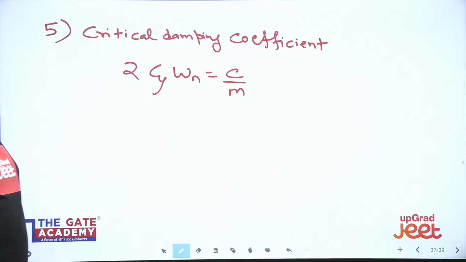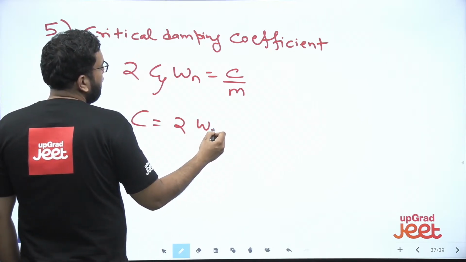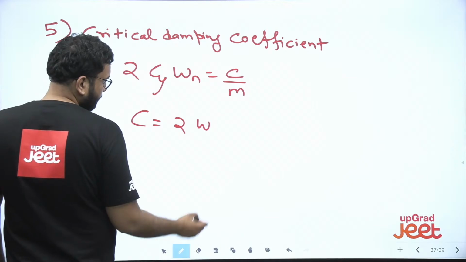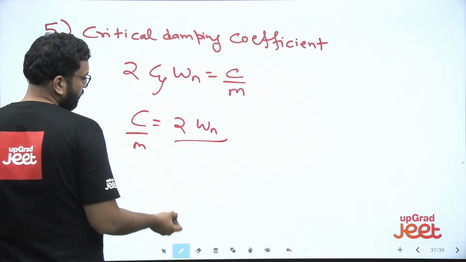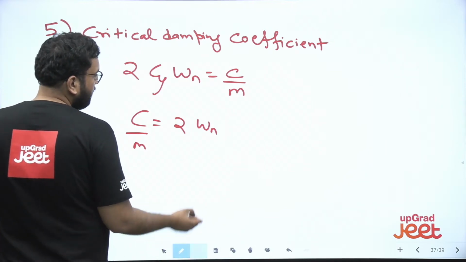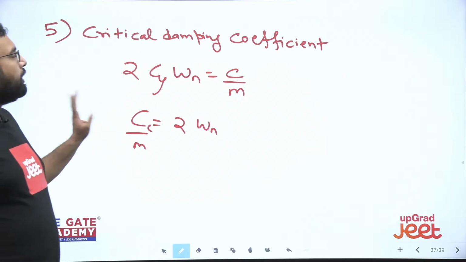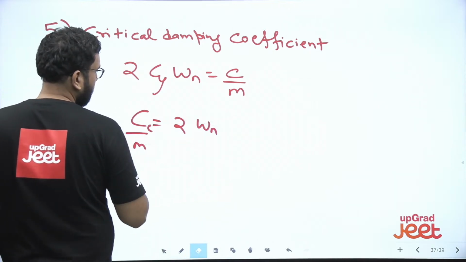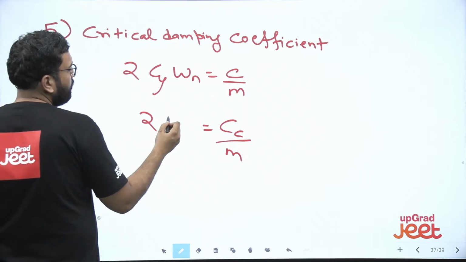Now at critical damping, the zeta is 1. So C by M is equal to 2 omega n. When we are placing this zeta as 1, we can use a subscript of C, so that we can call it the critical damping coefficient. So Cc by M, on the same side, is 2 times omega n.